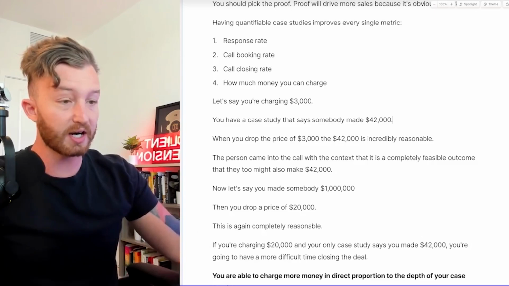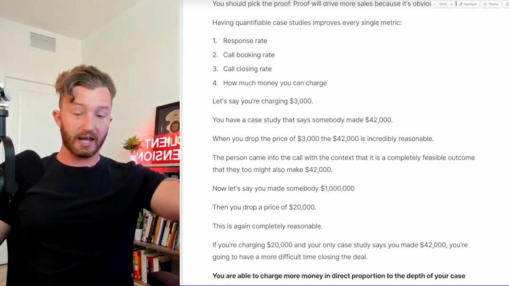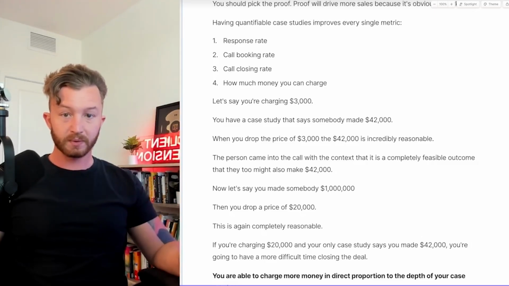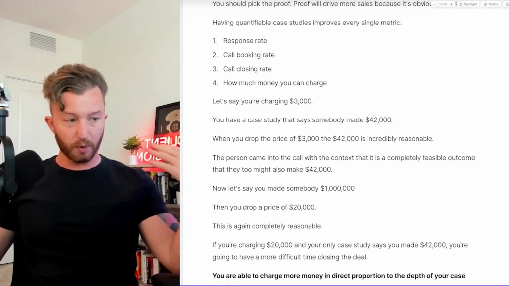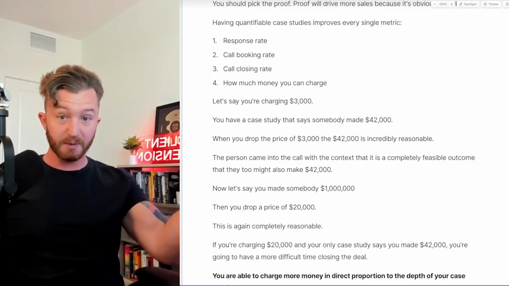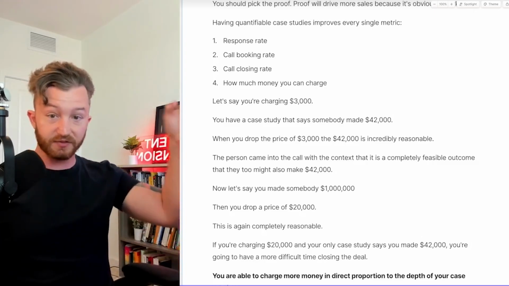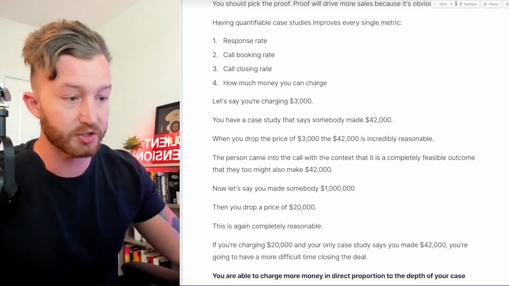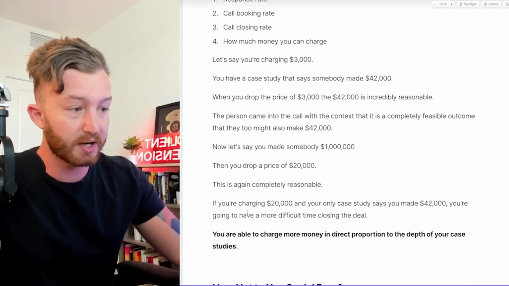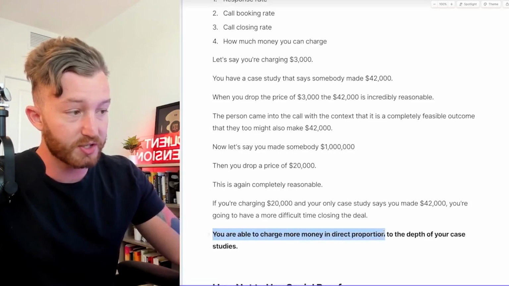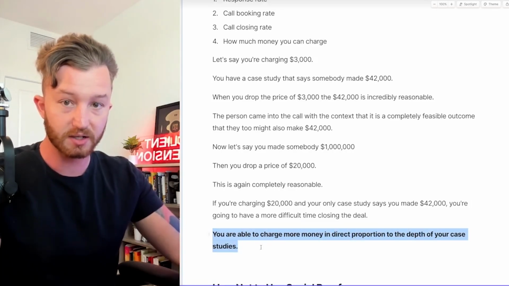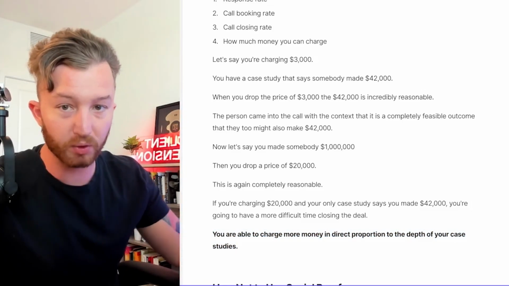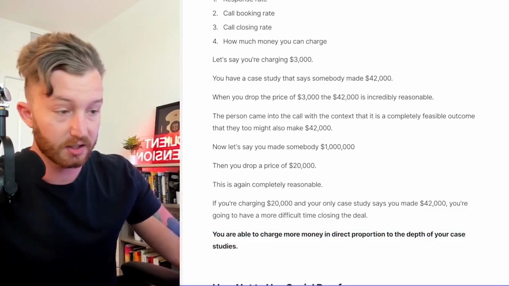Or if you worked with a client and you charged $3,000 and your only case study says you made them $5,000, $3,000 is expensive. But if you charge people $3,000 and you repeatably, tangibly get people results in excess of 10 times that, $3,000 is a very reasonable price to charge, right? You're able to charge money in direct proportion to the depth of your case studies. And depth of case studies is more important than quantity of case studies.